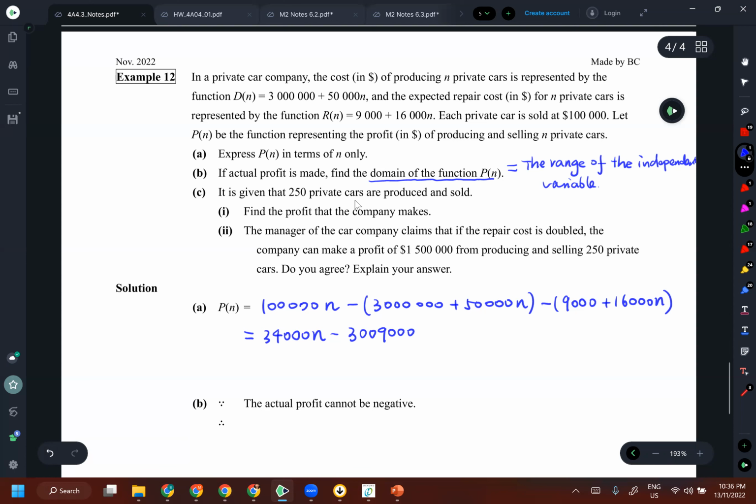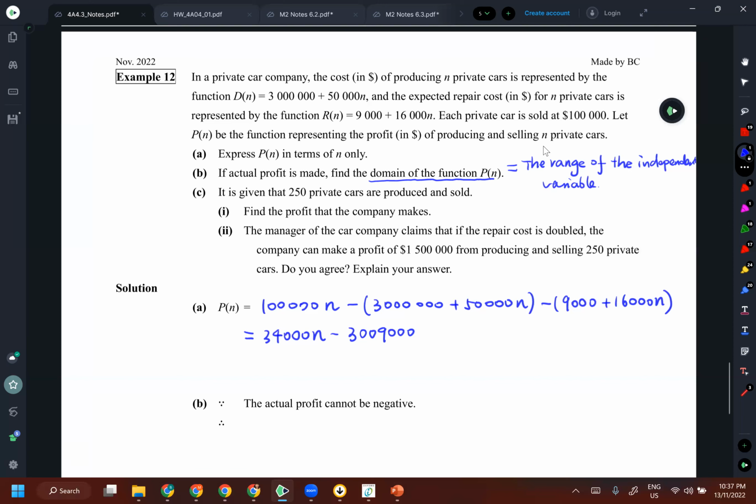Okay. Now, because this is a practical problem, n is restricted by a lot of things. For example, n should be a positive number, right? Because I have n cars. I cannot have negative cars, okay? And also, n must be an integer because I cannot have 0.4 cars, okay? So there are a lot of natural restrictions as to what value n could be.